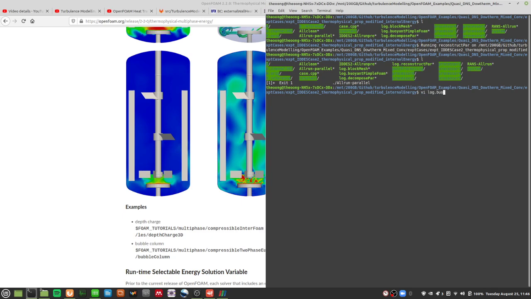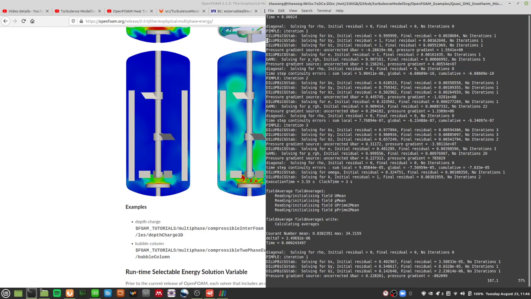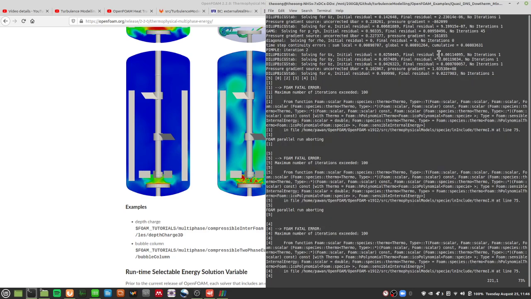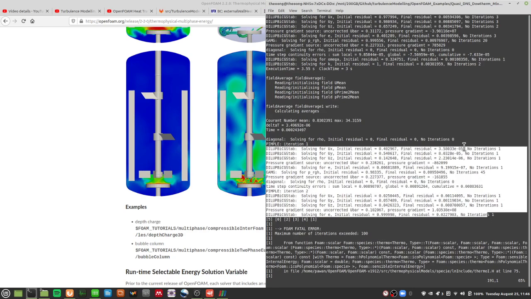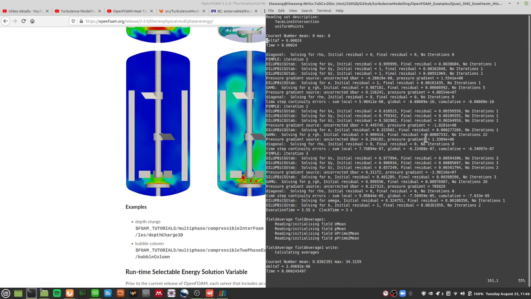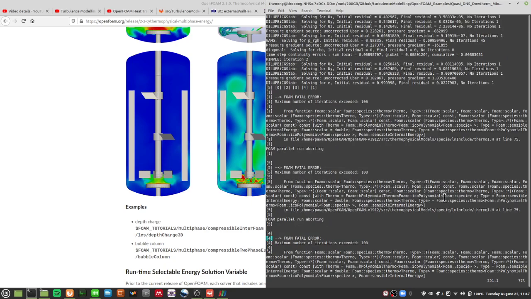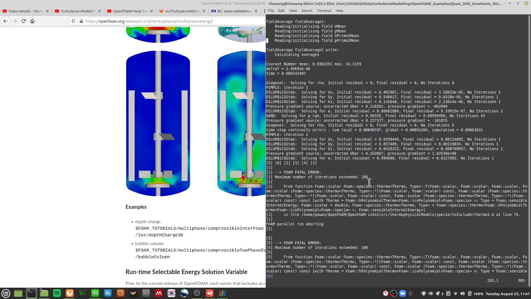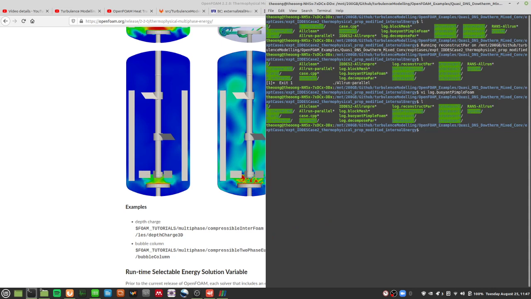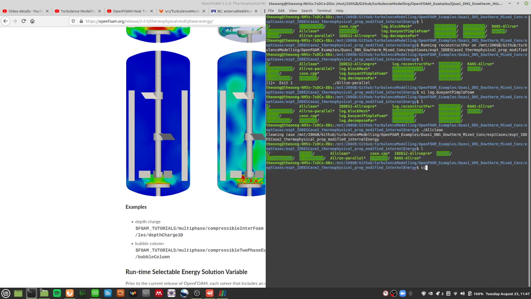Okay, log buoyantPimpleFoam. Apparently the solver crashed after a few seconds. Why did it crash? The reason is, again, numerical instabilities. There's a so-called number of iterations exceeded error. So it doesn't work. Normally this is supposed to be better for fluids, but it didn't work. What actually worked then was this.